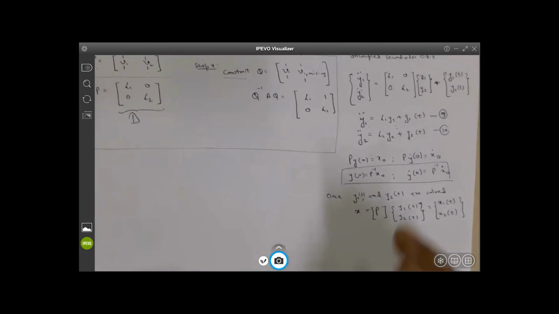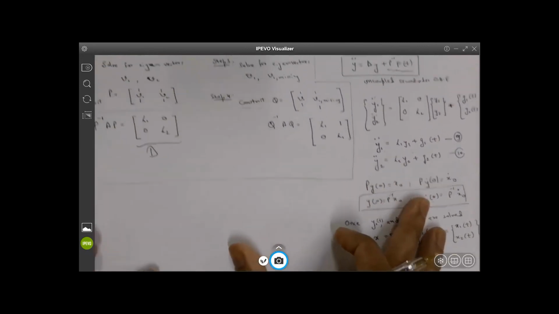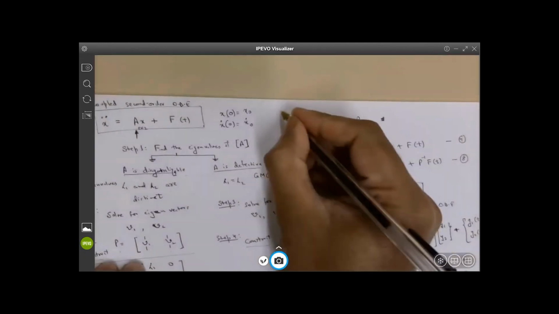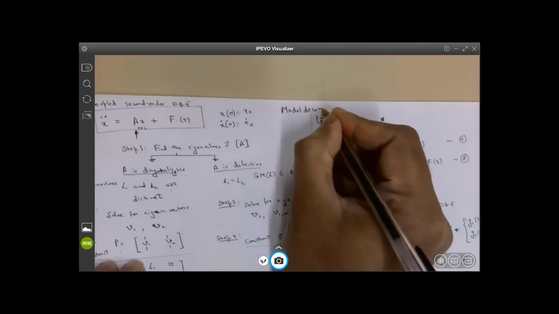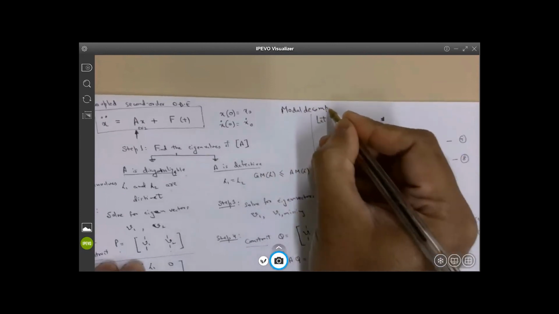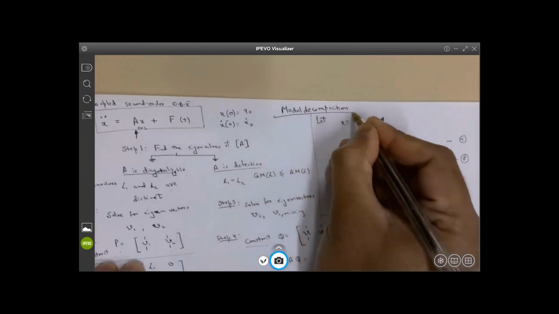This specific technique is called modal decomposition. We call this technique the modal decomposition technique. Modal decomposition basically means you find the eigenvectors, which are also called modes, and you use them to diagonalize a matrix. Okay.